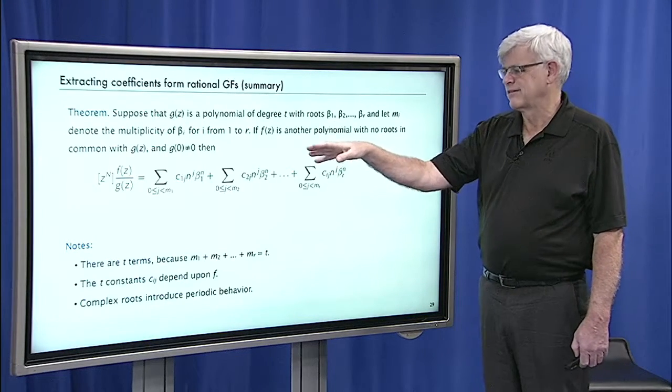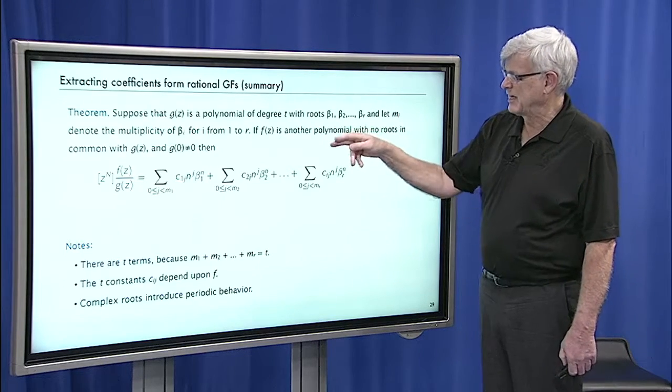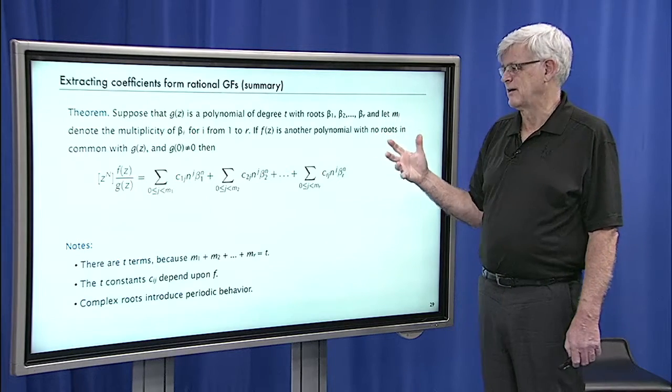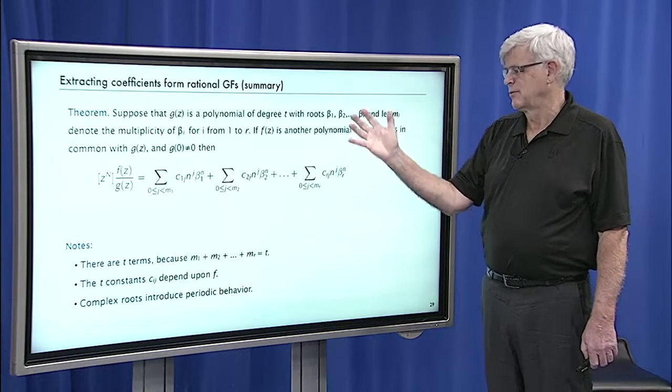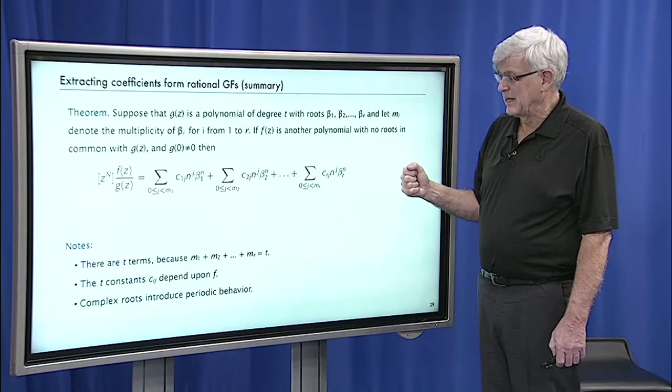And there's constants that depend on the function in the numerator, and if you happen to get complex roots, you're going to get periodic behavior, as I saw. Now, we don't apply this theorem in this form. There's too many things going on.